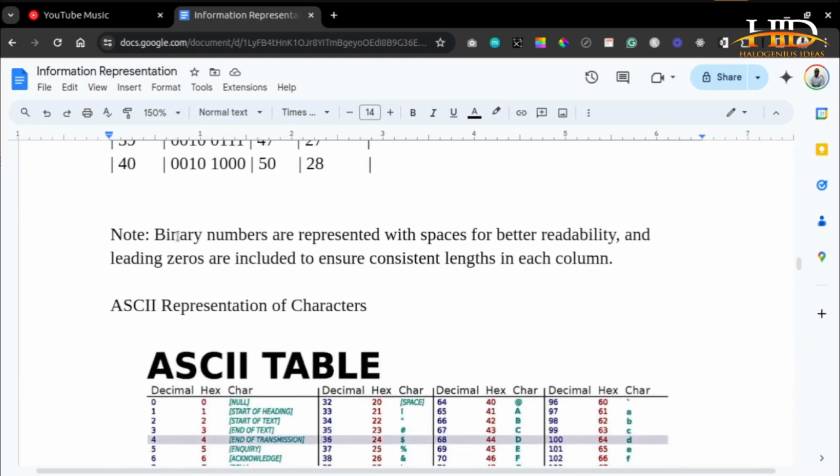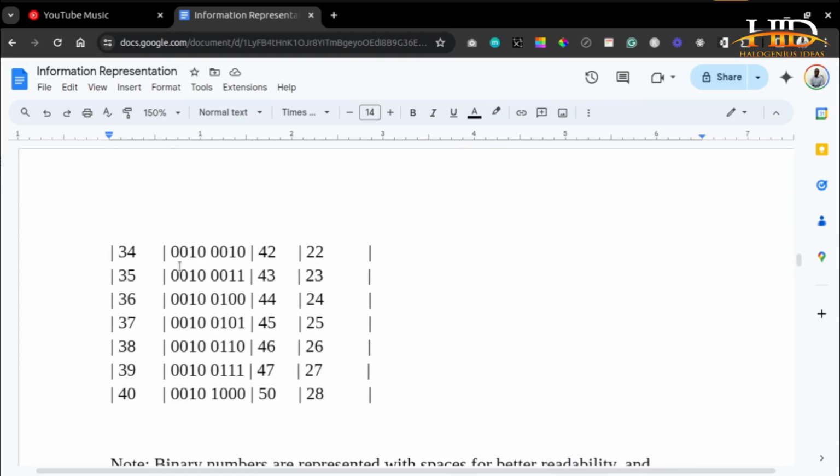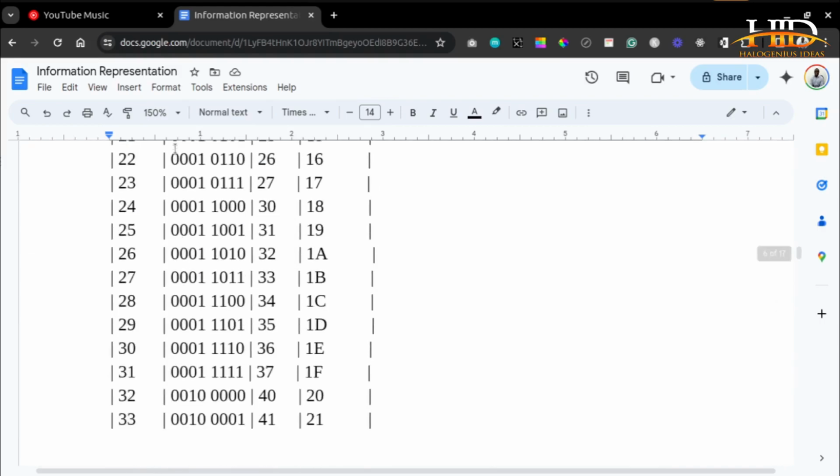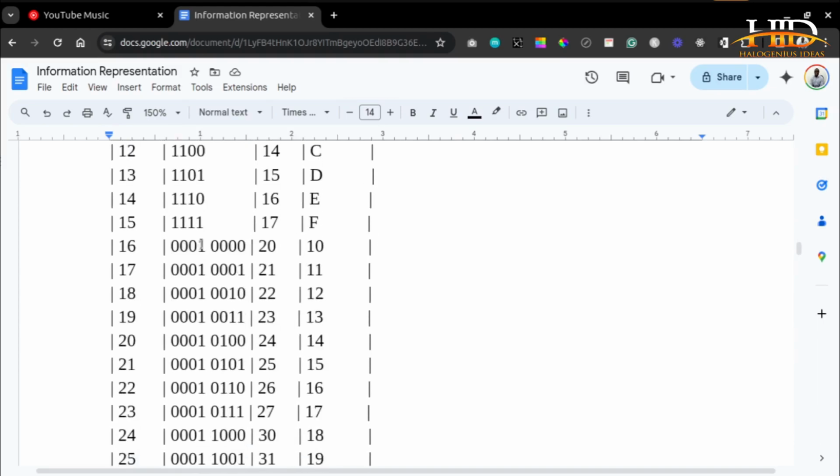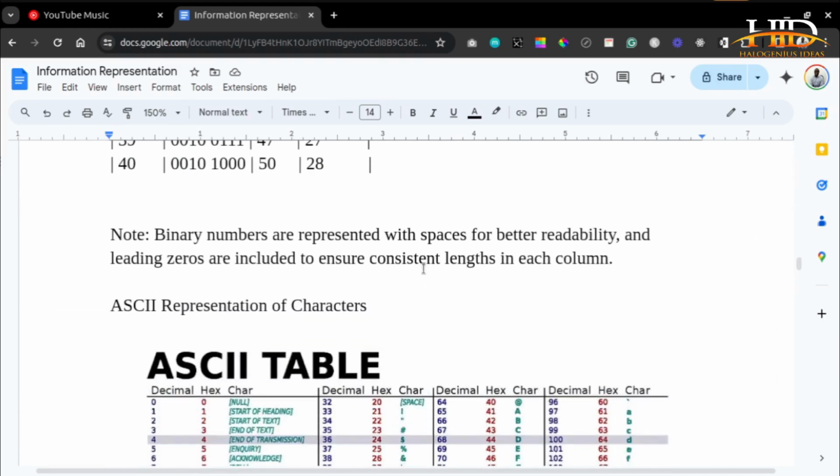So now note, binary numbers are represented with spaces for better readability. Okay, you don't necessarily have to add these trailing zeros for now. I'm just trying to make everything more readable. That's why I added it.